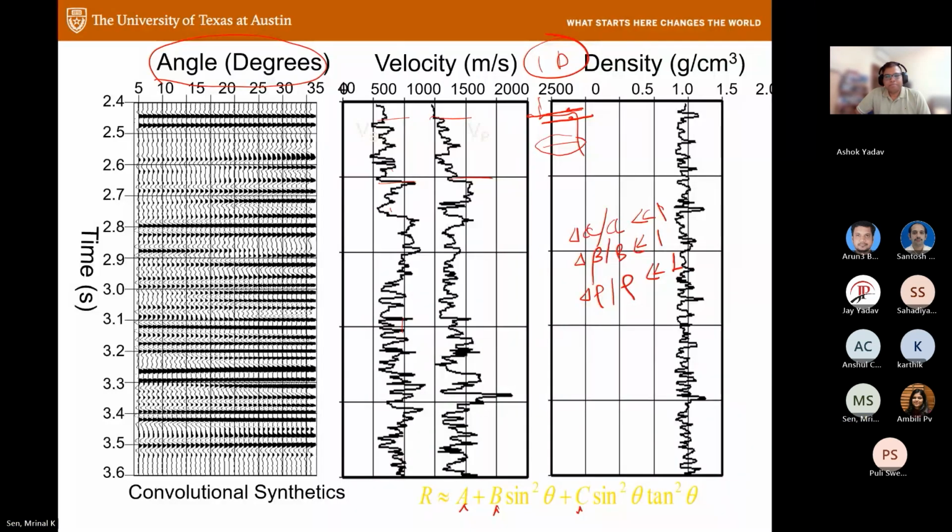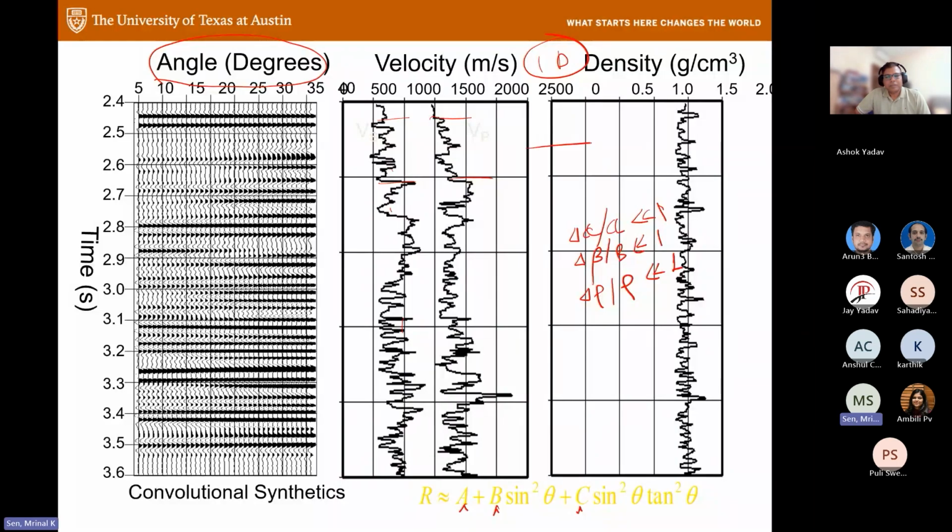Yes, that is true, but this one does not include any of the internal multiples. Okay, so that's one other thing. And the third thing is that it does not include transmission coefficients. It's simply layer by layer reflection coefficients.